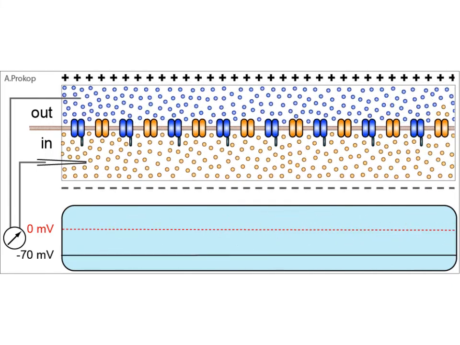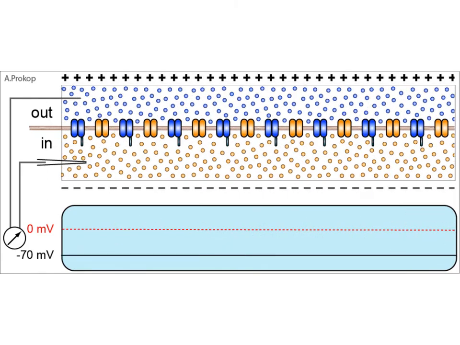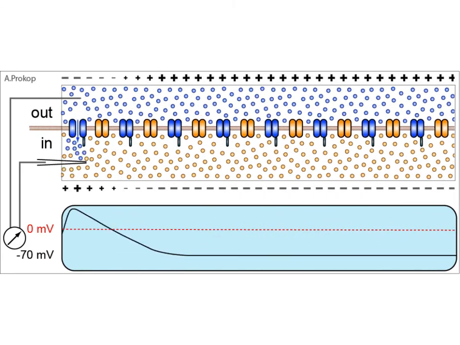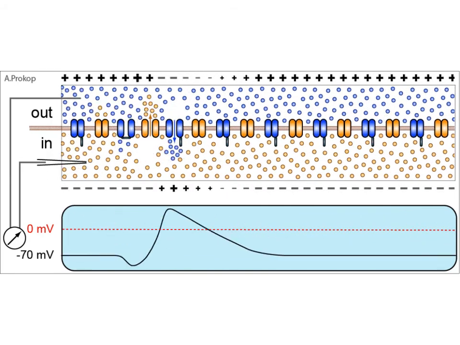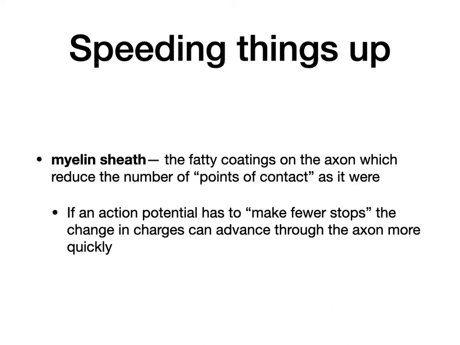In fact, there is a way to speed this up, right? This is the way that the signal will naturally flow with no aid on top of it. Just a reminder that we can go faster than this. The myelin sheath that you see on the outside of some neurons helps to make this signal go faster. The basic idea is that it reduces the number of points of contact for exchanging ions in and out of the cell. So if an action potential has to make fewer stops, then the change in charges can move a little more quickly.